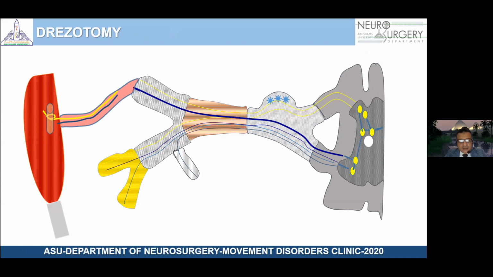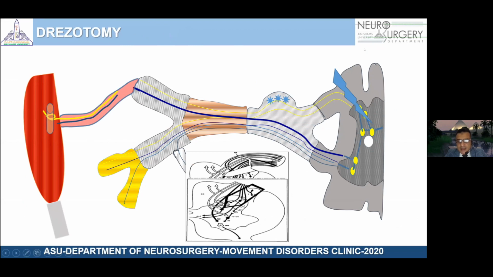Regarding DREZOTOMY, or dorsal root entry zone ablation, it's done in this area by many techniques, either radiofrequency, microsurgical, or laser techniques in some institutions. We introduce the lesioning probe at 45 degrees to the midline, to 1, 2, or 3 millimeters in depth, and we interrupt the cells or myotatic fibers in the dorsal root, dorsal horn, and dorsal root entry zone.